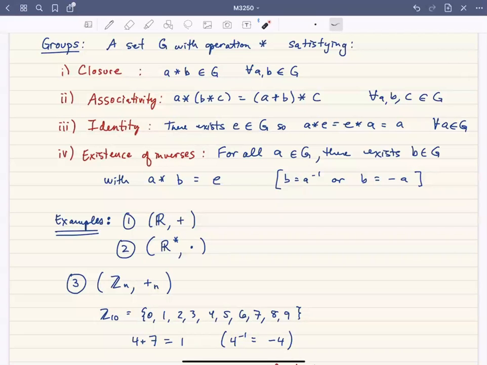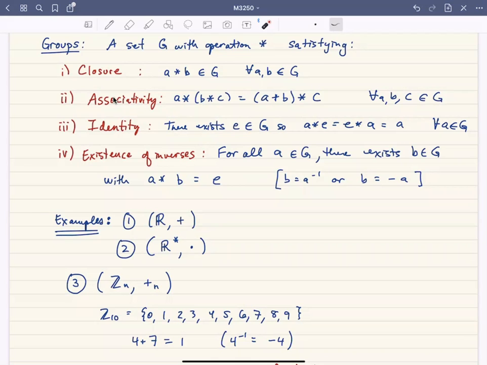What I want to do in this video is just hit some of the highlights of abstract algebra, and particularly I want to talk about the things that will be relevant for us in cryptography. So to start with, a group is a set G with an operation star satisfying the following properties.